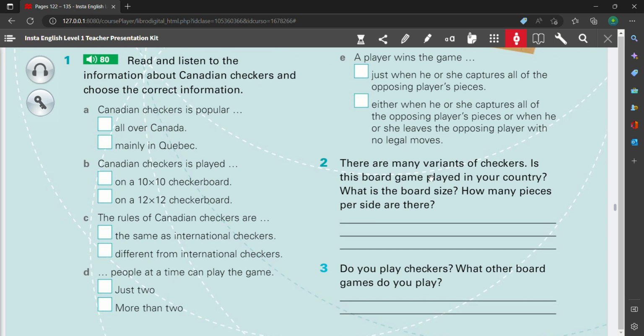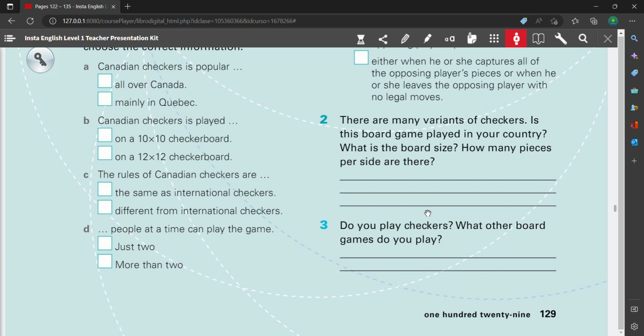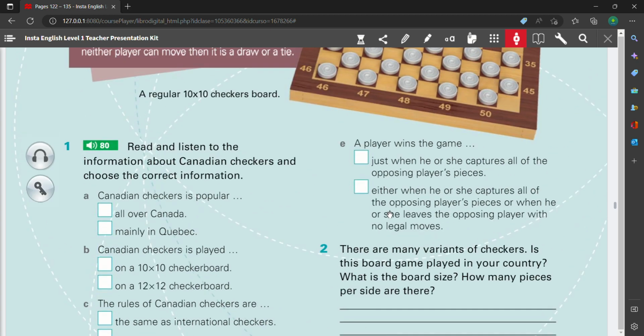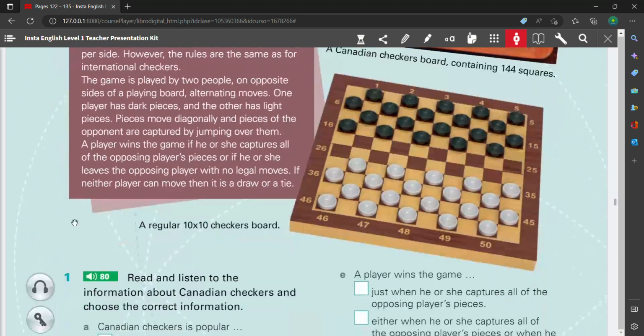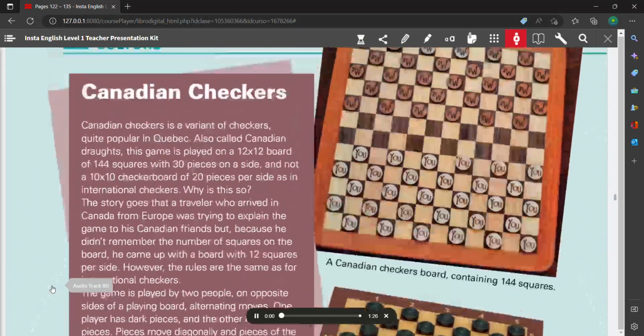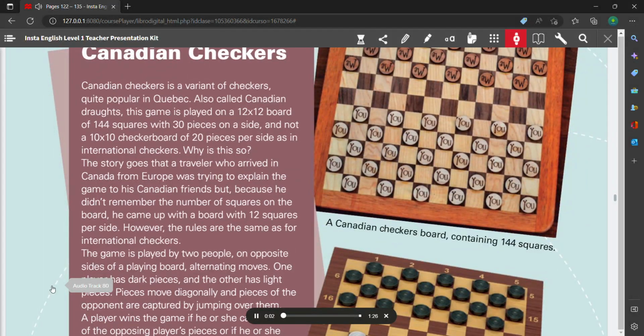Then it says there are many variants of checkers. Is this board game played in your country? What is the board size? How many pieces per side are there? Do you play checkers? What other board game do you play? So, listen please. Unit 8. Track 80. Activity 1.